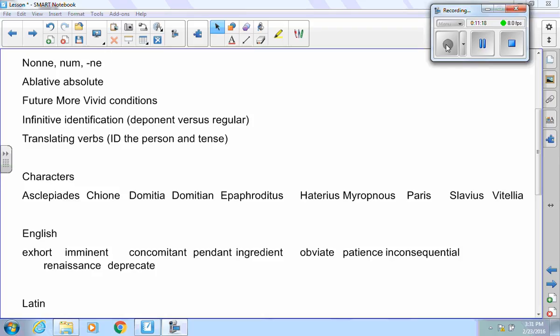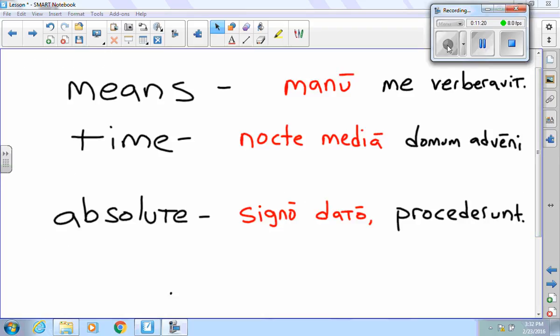Ablative absolute. The ablative absolute is going to have an ablative noun and an ablative perfect passive participle, or a perfect or present active participle, either one. Here I use the perfect passive dato, and I have: the sign having been given, they proceeded. Remember that these ablative absolutes can still have prepositional phrases in them. They don't always look just like this.